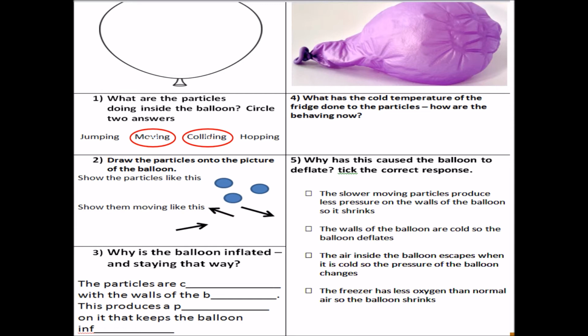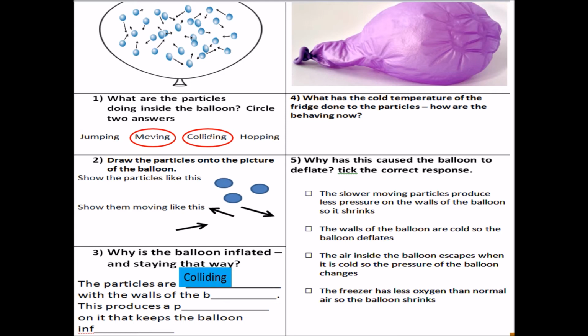Number two, draw the particles onto the picture of the balloon. Show the particles like this. So if you look at the top of your screen, you can see what they look like. The little arrows are showing the direction in which the particles are moving, and they are moving in all directions.